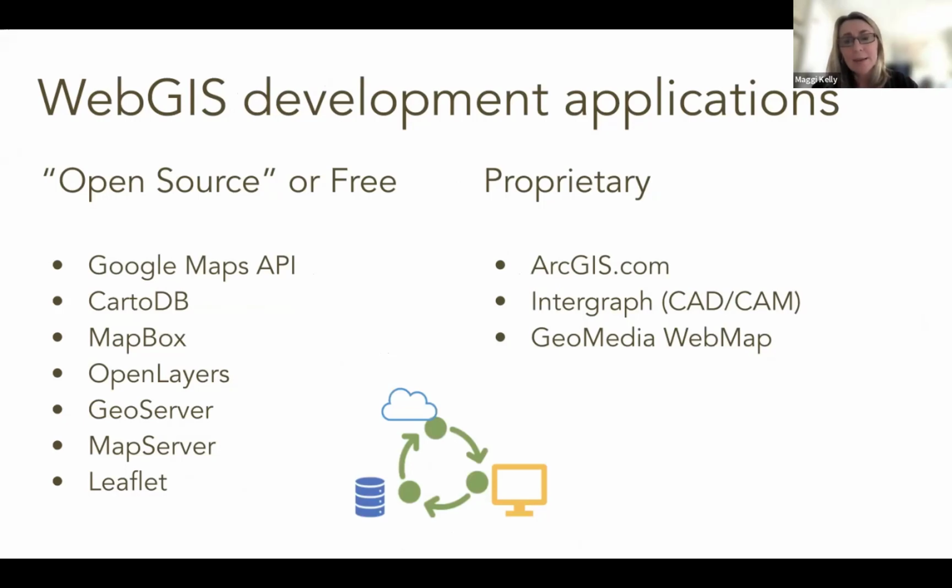And there are many on the open side: Google Maps, CartoDB, Mapbox, OpenLayers, GeoServer, MapServer, Leaflet. Some of these are free, some of these are open source. There's also proprietary, which generally means you have to have a license. They are attached to some kind of corporation. ArcGIS.com, ArcGIS Online, anything to do with Esri is going to be on the proprietary side, but it doesn't mean you can't use those tools to create freely viewable and freely accessible WebGIS sites that can be used by many.